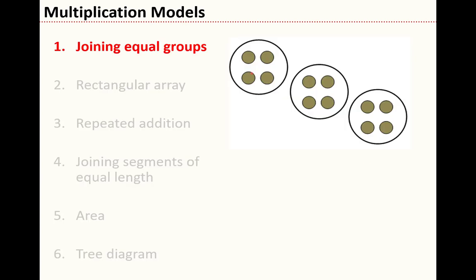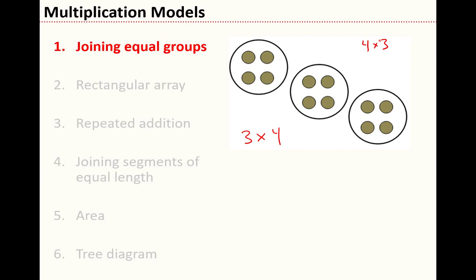Let's say I have 4 pennies in a group, and then there are 3 groups of those 4 pennies. We might express this as 3 times 4. Think about the language. 3 times 4. I have a group of 4 being repeated 3 times. Now, of course, you might also think of this as 4 times 3, and that's okay too.